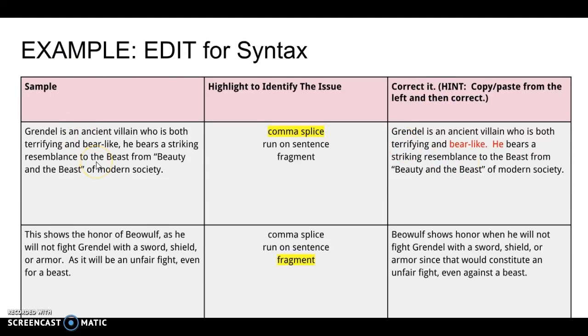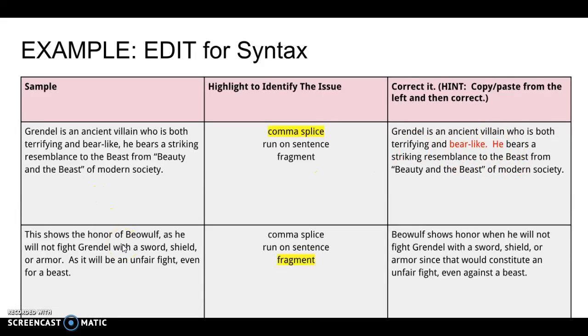So if we look at this, Grendel is an ancient villain who is both terrifying and bear-like. He bears a striking resemblance to the Beast from Beauty and the Beast of modern society. Okay, so if we look at this, we can tell that that's a comma splice because we have two independent clauses that are separated by just a comma here. So then you could separate it by making it two independent sentences.